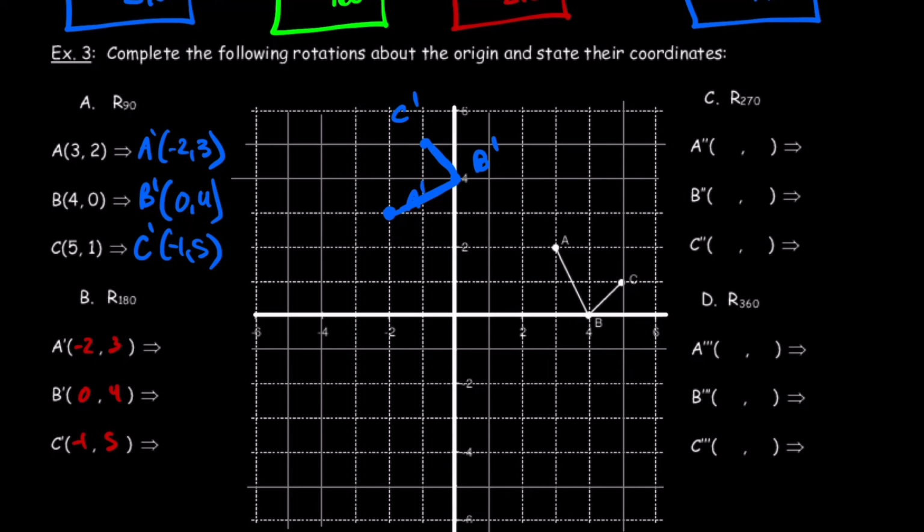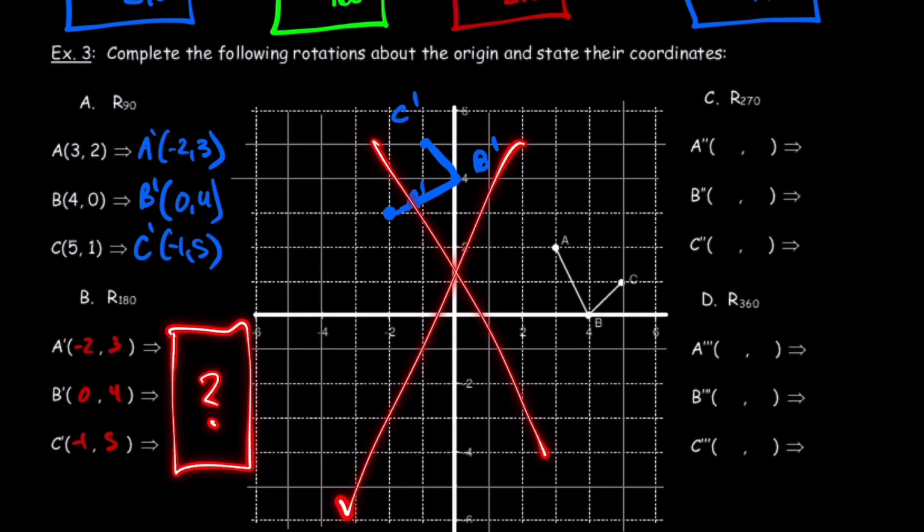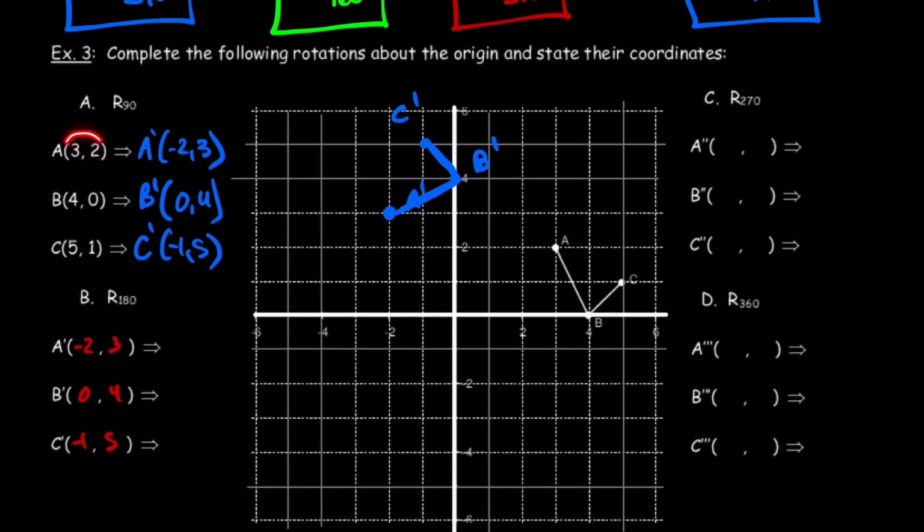Now I'm going to actually use a pattern to get the coordinates before I'm visual. So how can I get these without using that? Well, take a look here. 3, 2 became negative 2, 3. So 3, 2, 2, 3. I changed the order, and I negated the first one. So if I take these and I change the order and then negate the first one, this is going to be A double prime, negative 3, negative 2. Well, let me plot that and see if it makes sense. Negative 3, negative 2, there's A double prime. Yeah, that makes sense.